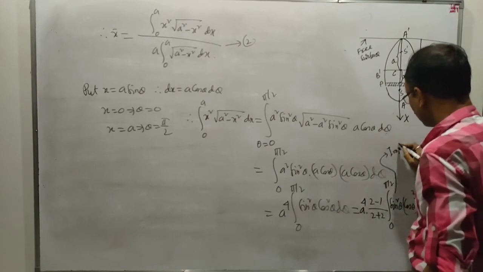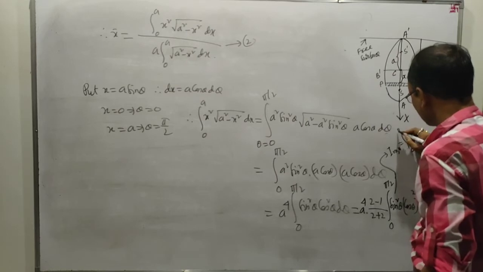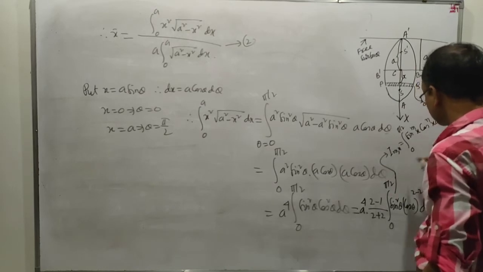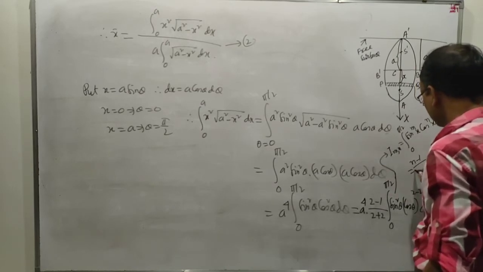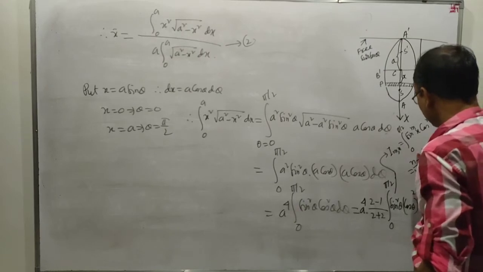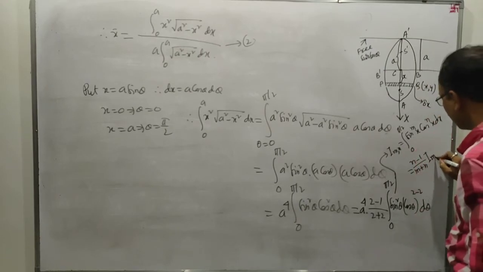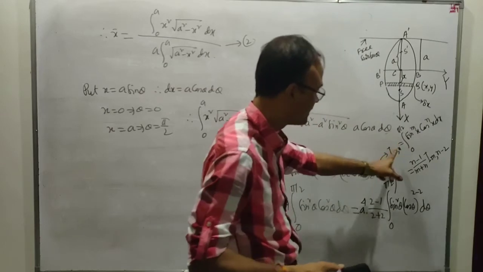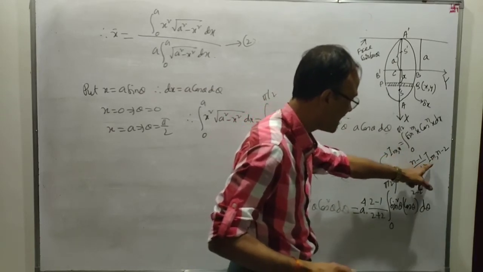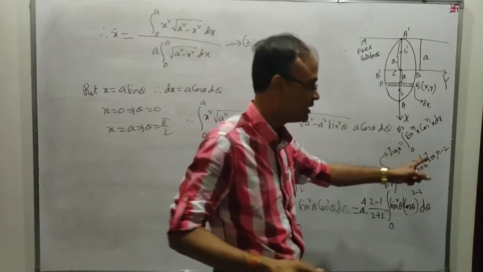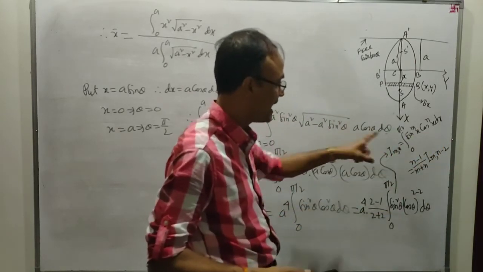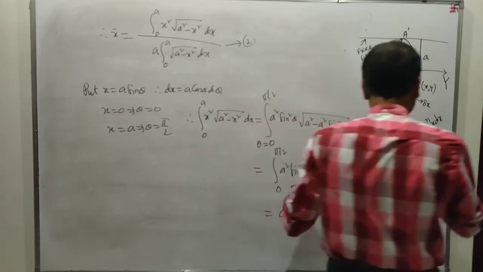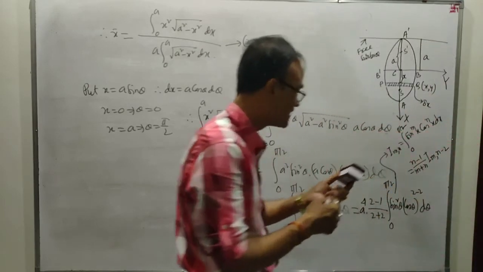Because I_{m,n} equals the integral from 0 to pi by 2 of sin to the power m x cos to the power n x dx. This is equal to (n minus 1) by (m plus n) into I_{m, n minus 2}. I am applying this formula: I_{m,n} equals (n minus 1) by (m plus n) into I_{m, n minus 2}, where I_{m,n} stands for the integral from 0 to pi by 2 of sin to the power m x cos to the power n x dx.